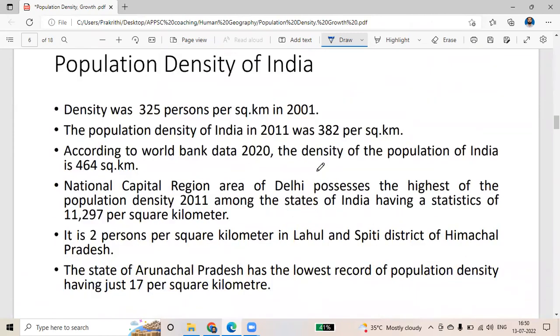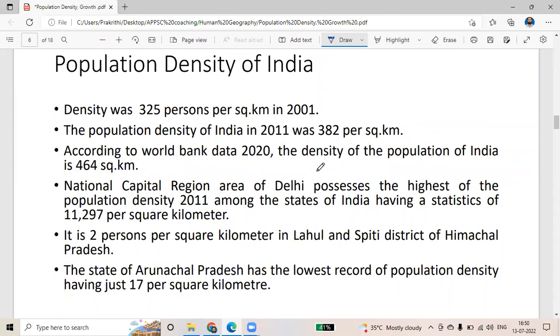Now we have discussed where on the Earth's surface, or the world, it is being distributed. Now coming to India. On an average, we said that if we take the world average, it is only 15, or we can say 16 persons per square kilometer. That is that low. And when we take Asia, it is 108 persons per square kilometer. So when we move to India, it is one of the densely populated regions.